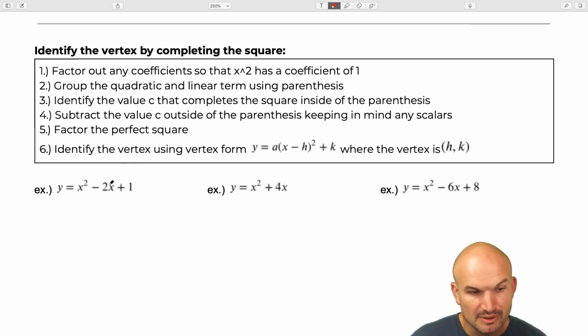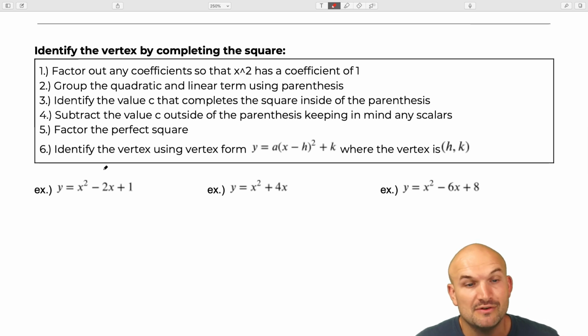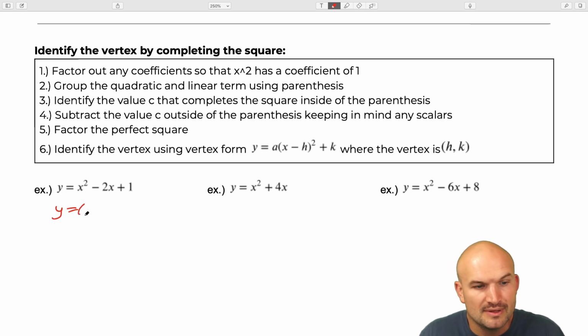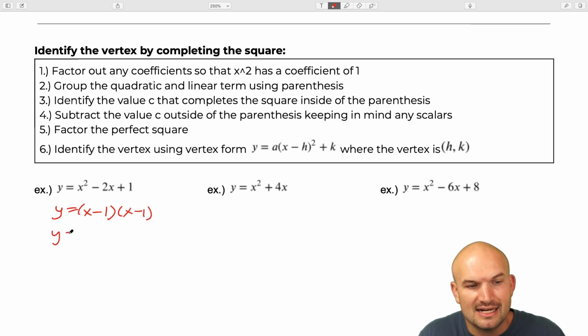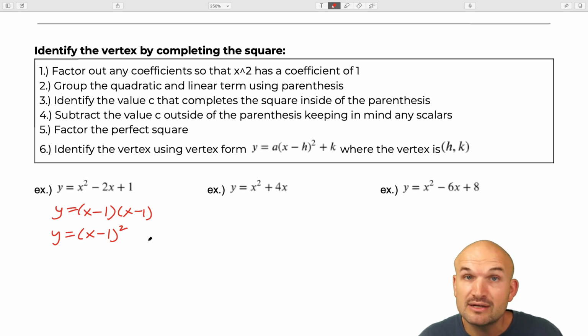Now, the main thing we want when we're completing the square is making sure that our quadratic term, our x squared, has a coefficient of 1. As long as it has a coefficient of 1, what we're going to do is look for the value that completes the square. Now in this first example, we have a pretty easy one because this is actually already factorable. This is a perfect square trinomial, and that is what completing the square does, it creates a perfect square trinomial. This can be factored into x minus 1 times x minus 1, and that can be rewritten as x minus 1 quantity squared. And there we go, we completed the square.